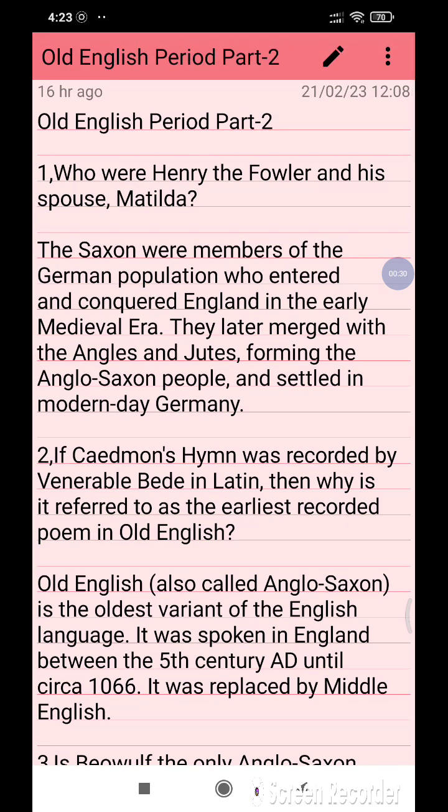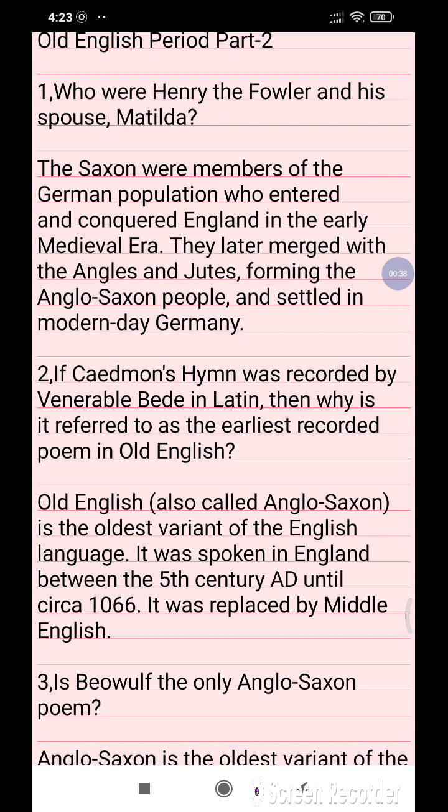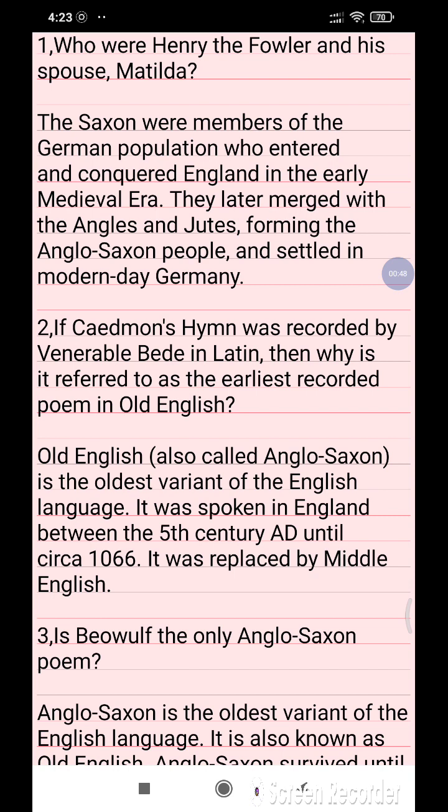Who were Henry the Fowler and his spouse Matilda? The Saxons were members of the German population who entered and conquered England in the early medieval era. They later merged with the Angles and Jutes, forming the Anglo-Saxon peoples, and settled in modern-day Germany.